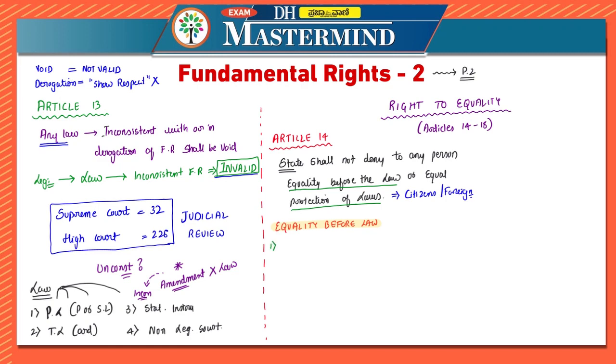Equality before law, this concept itself is taken from Britain. So it is a British origin. What it is saying is there should be equality before law, in front of law. That is, there are no special privileges. That is the absence of any special privileges in favor of any person. There won't be any privileges provided to any person. That is, everyone is treated equal only.